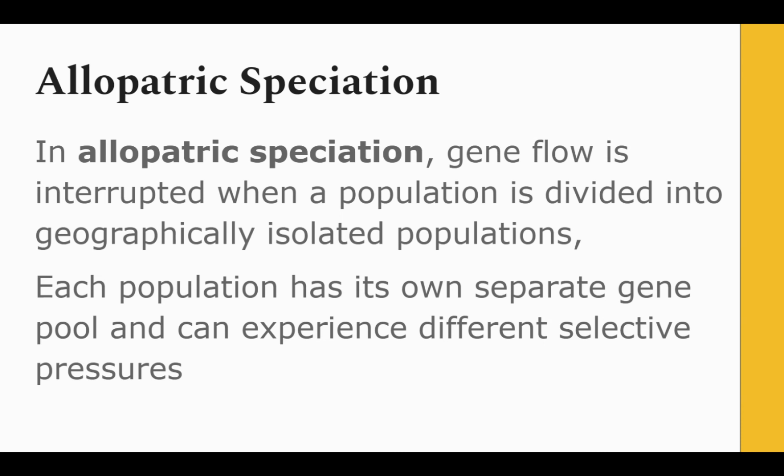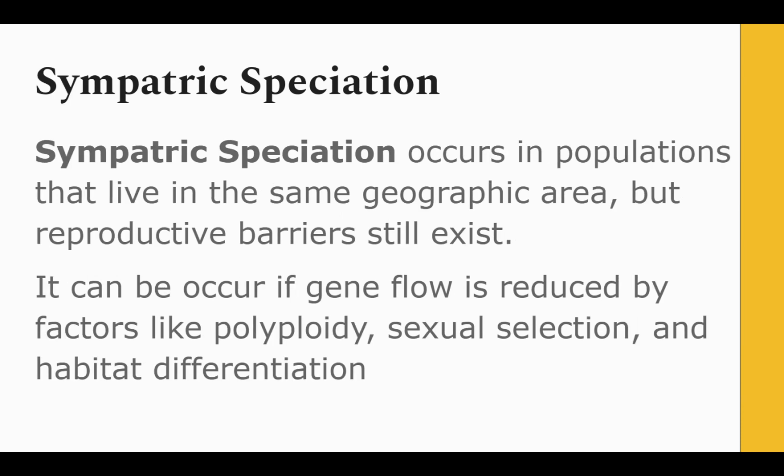in contrast to allopatric speciation, we have sympatric speciation, where our organisms or our populations are in the same geographic area, but reproductive barriers still exist. So these are organisms that inhabit the same area, but gene flow is reduced by different factors. Three of the most common are polyploidy, sexual selection, and habitat differentiation.